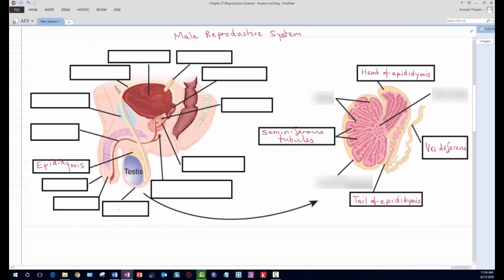We're going back to the diagram on the left. The testes, as you can see, are enclosed in a sac-like projection called the scrotum. And if we just again orient ourselves, this blue structure over here, that's the pubic symphysis.